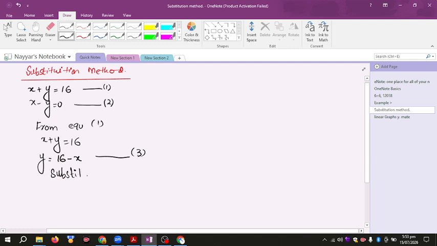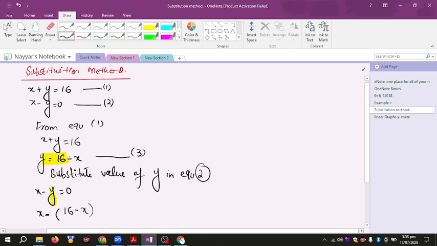So substitute the value of y, as we have taken it out, you can see that y is equal to 16 minus x, in equation 2. So equation 2 is x minus y is equal to 0. Now substitute the value of y. You can see that this is our value of y. Now substitute it in place of this y. So it will become x minus, substitute the value in the bracket, 16 minus x, is equal to 0.